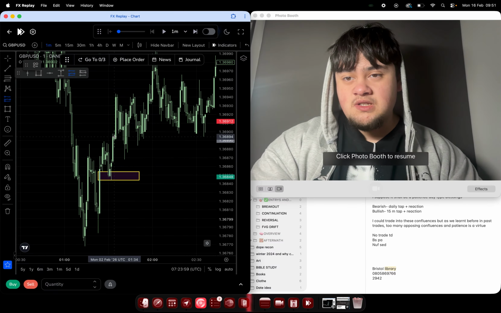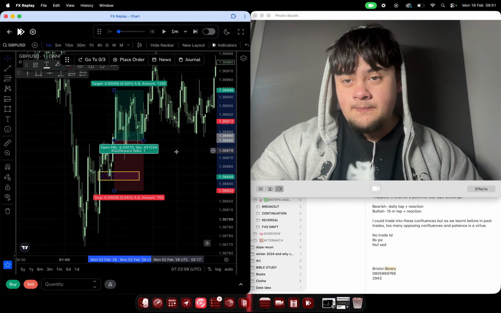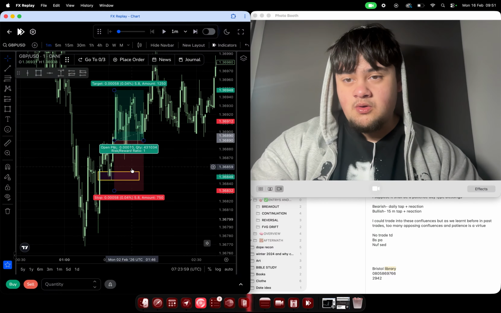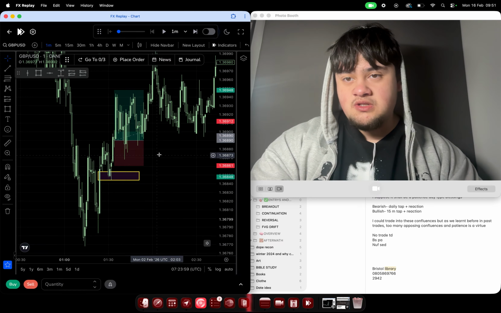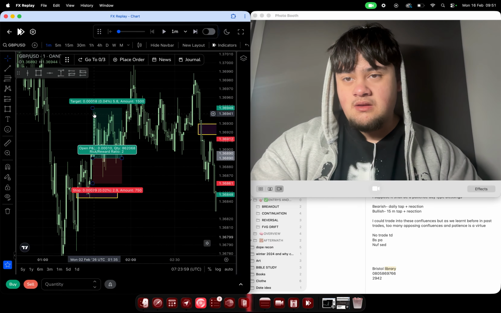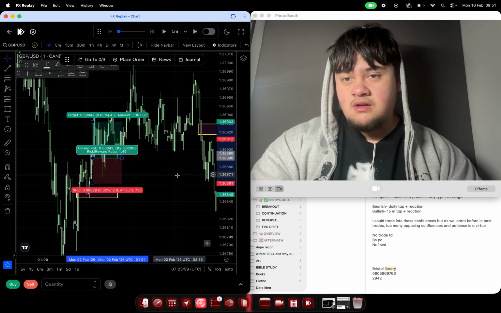Although this one isn't the best example, because for this stop loss it would be quite wide. So I would mark it like there. It's quite a wide stop loss. And then the TP, I'd put it to there.